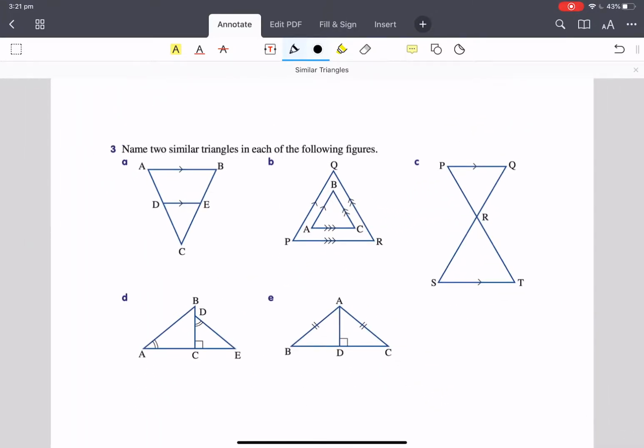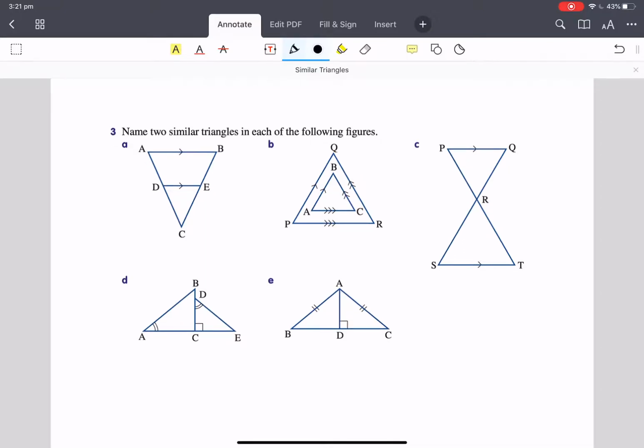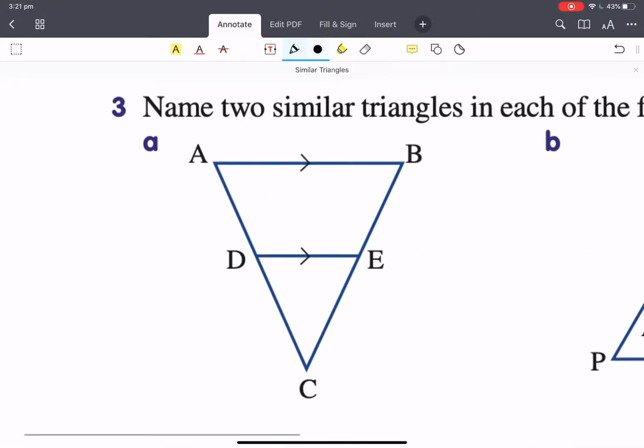This is a bit of a challenge. I'm going to be pretty quick here. This is proving that they're similar. So let's just do one at a time.